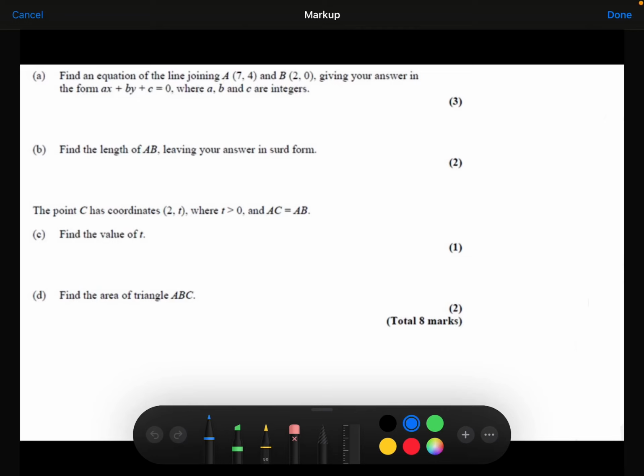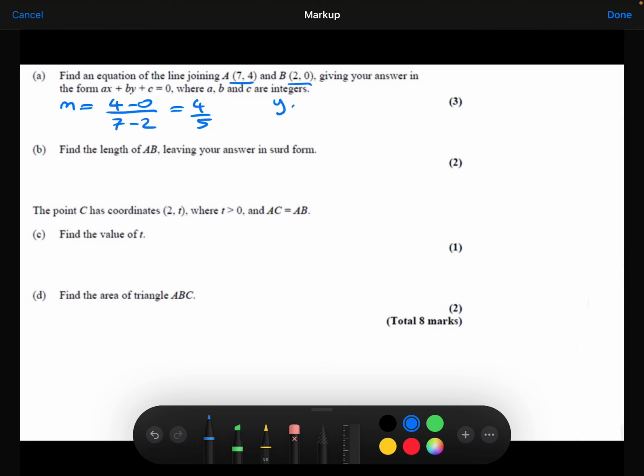Part A. Find an equation of the line joining point A, (7, 4), and point B, (2, 0), giving your answer in the form ax plus by plus c is equal to 0, where a, b, and c are integers. So first let's find the gradient of the line joining A and B by doing the change in the y divided by the change in the x. So the change in the y coordinates will be 4 minus 0. The change in the x coordinates will be 7 minus 2. So we get 4 over 5.